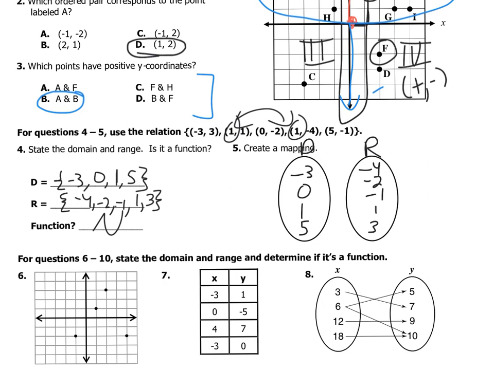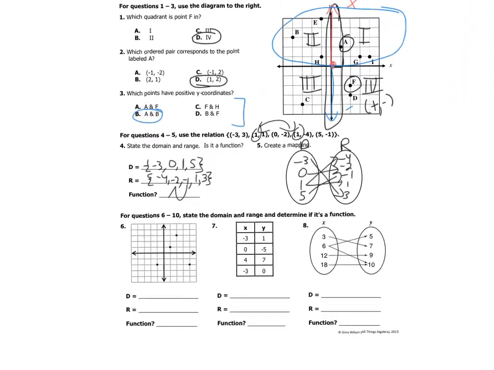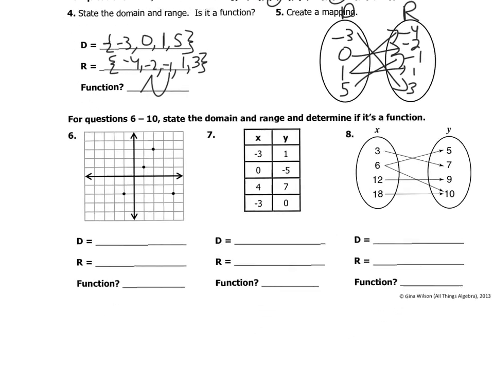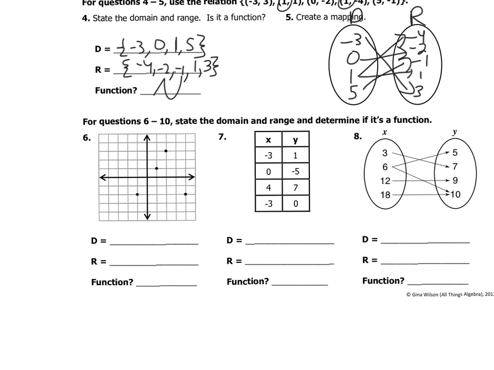So -3 was with 3. Make sure you match your ordered pairs. 1 was with 1. Then we have 0, -2, and 1, -4, and 5, -1. And that's it. Next, for number 6, state the domain and range and determine whether it's a function.